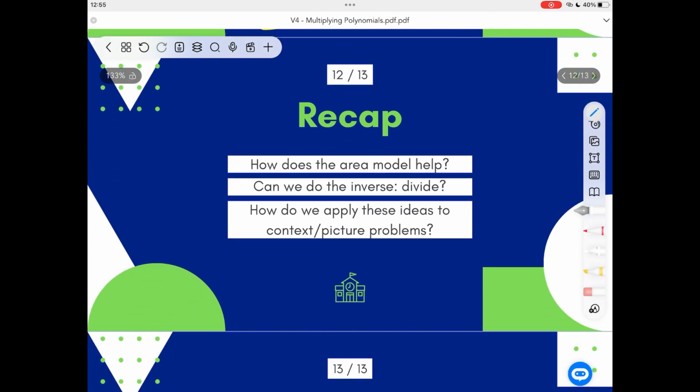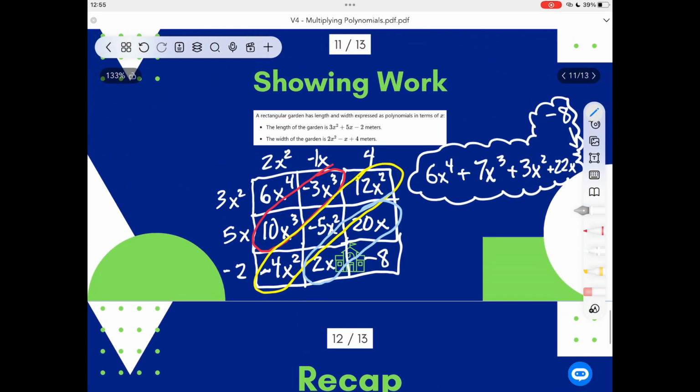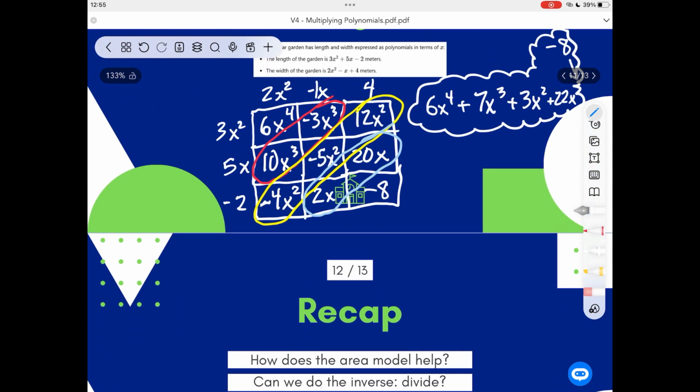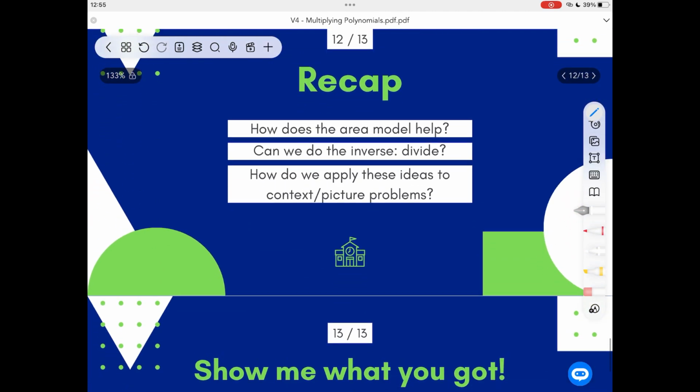So we've seen how the area model helps us to multiply the different parts of our polynomials. We've also seen that we can work backwards, do the inverse operation and divide. If we have a monomial that we are dividing or trying to factor out, we can just write that in the front, and the original problem can go inside a single row, and we can determine what the answer is when we divide by putting the quotient of each particular box across the top. And finally, we just saw how we can apply these ideas to a contextual problem, sort of like this area problem we just saw here. Anytime we need to multiply two polynomials, we can set that up with an area model and multiply.